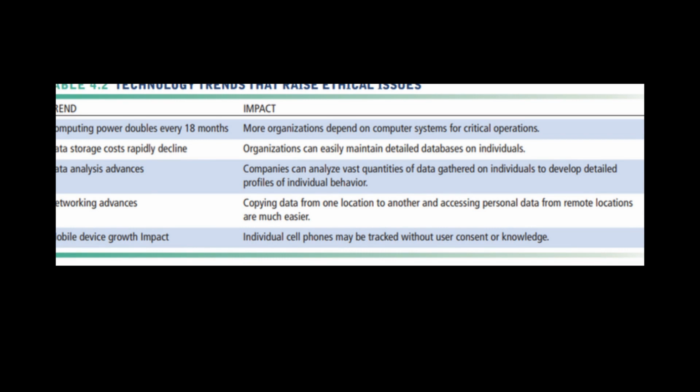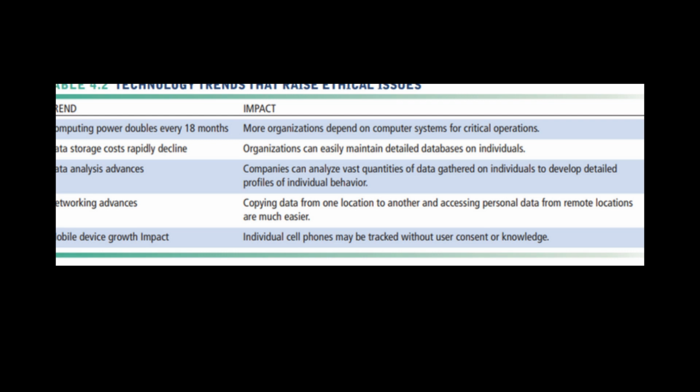First, computing power doubles every 18 months. The doubling of computing power every 18 months has made it possible for most organizations to use information systems for their core production processes. As a result, our dependence on systems and our vulnerability to system errors and poor data quality have increased. Social rules and laws have not yet adjusted to this dependence. The standards for ensuring the accuracy and reliability of information systems are not universally accepted or enforced. The impact of this is that more organizations depend on computer systems for critical operations.